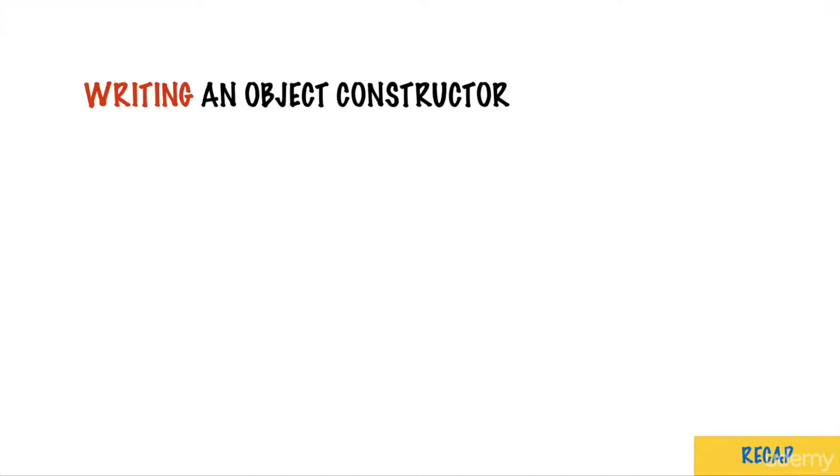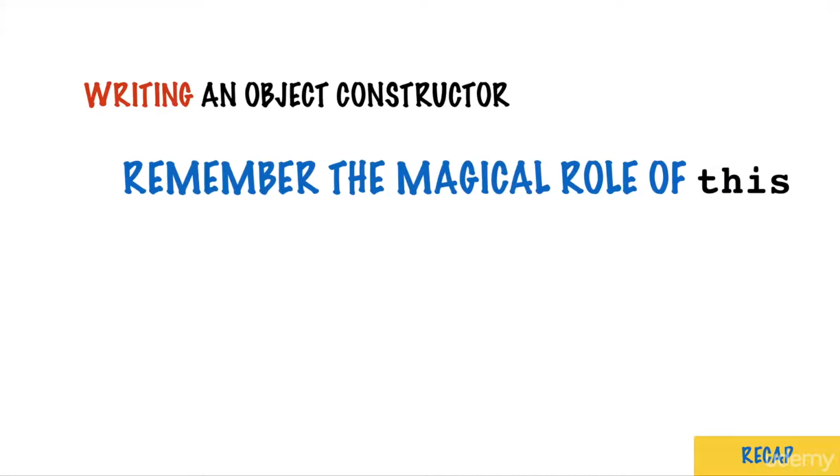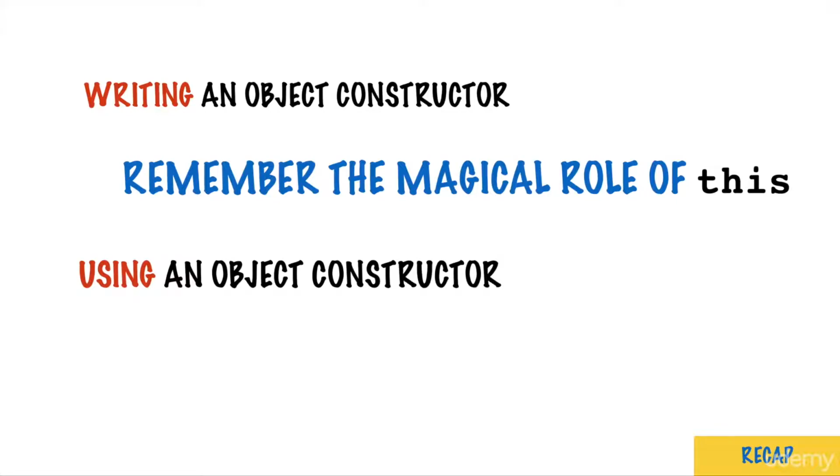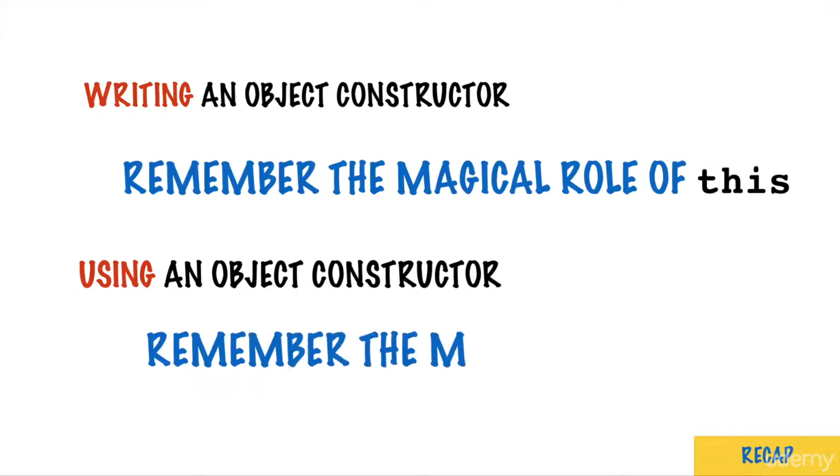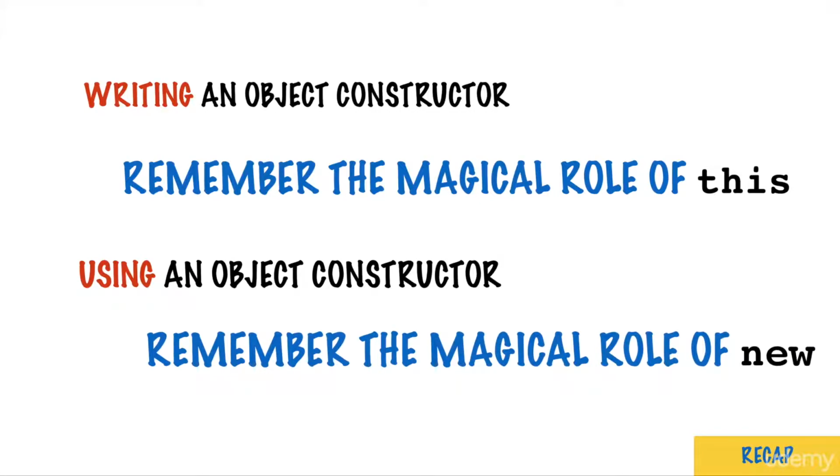So remember, when you write an object constructor, you have to use the magical keyword this, which represents the object being constructed. And when you use an object constructor, you have to remember the magical keyword new, which signals to the JavaScript interpreter that this is an object constructor rather than a regular function.